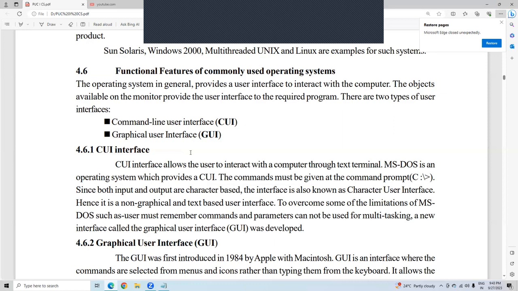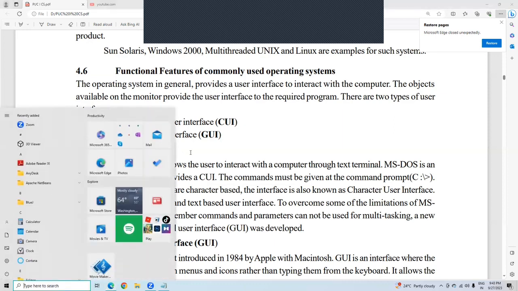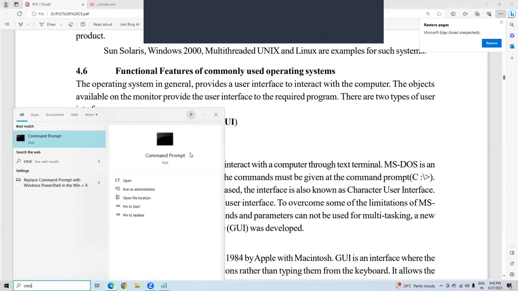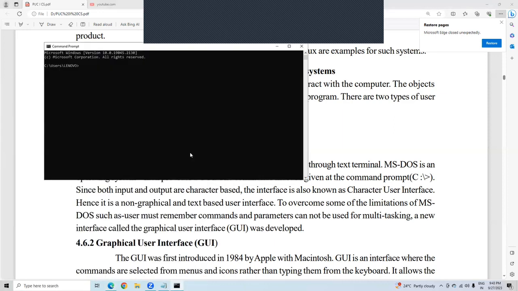Now this CUI in DOS was there. Also, I can show you: go to the start, type CMD and press enter. This is the DOS. Command user interface means you can do the operations only by typing the command. There is no alternate way for this.